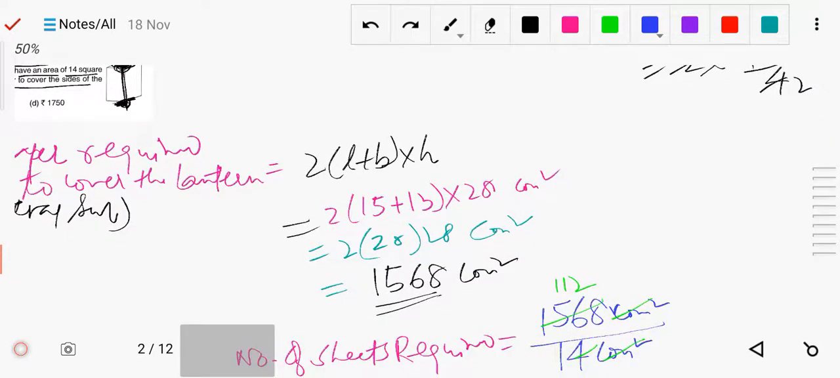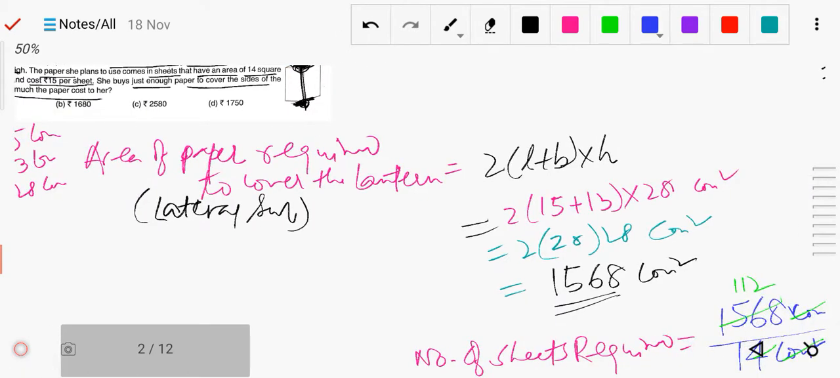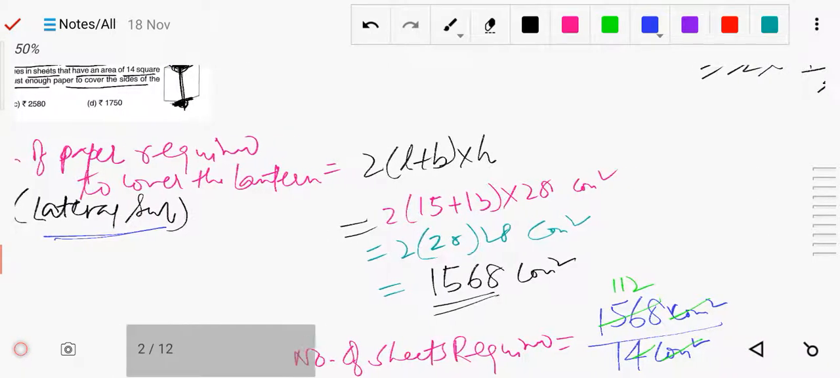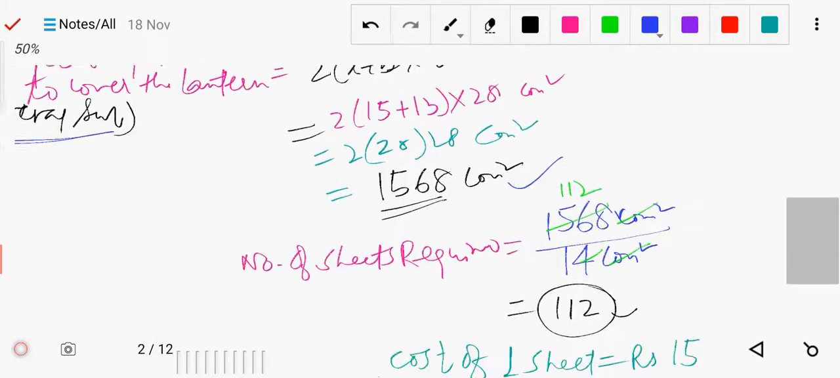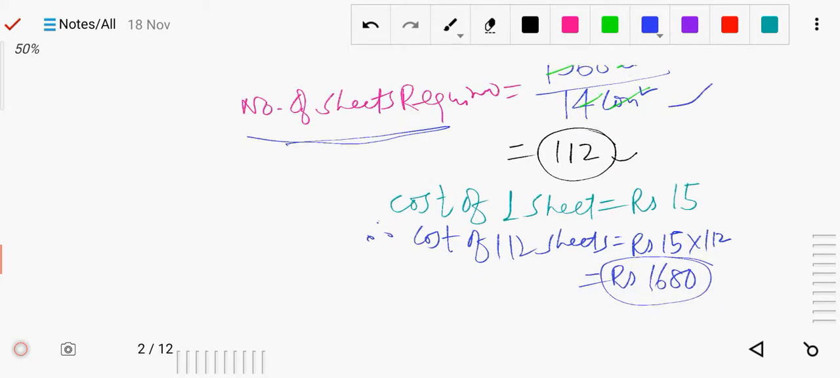Here is your question solution. First of all, the given data, then we have to find the area of this paper, which is the four-wall type or lateral surface area. This is the area. Then we find the number of sheets: this is the total area and this is one sheet's area, divided gives 112 sheets. The cost of one sheet is 15, so now find the cost of 112 sheets. So that is the answer.